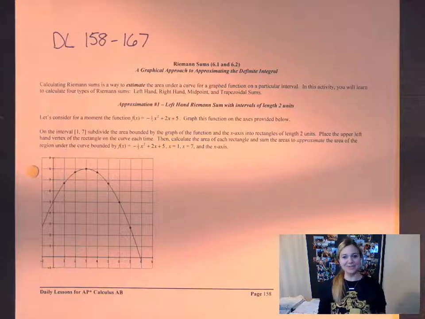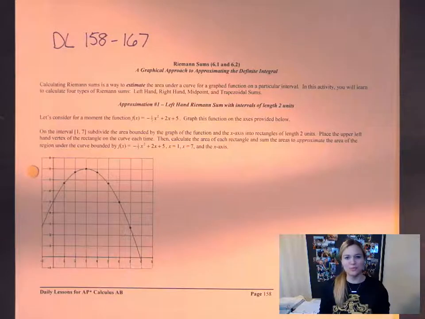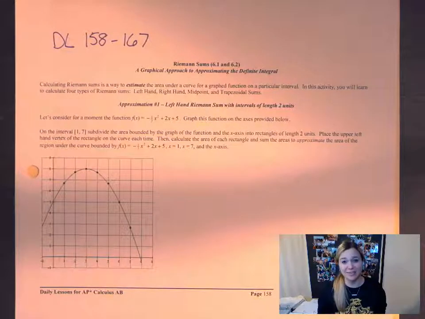Hi. Yes, you're reading that correctly. This says daily lessons 158 through 167. That's a whole lot, but most of the time we're just going to be drawing rectangles and maybe some trapezoids. So I'm hoping it's not too bad.